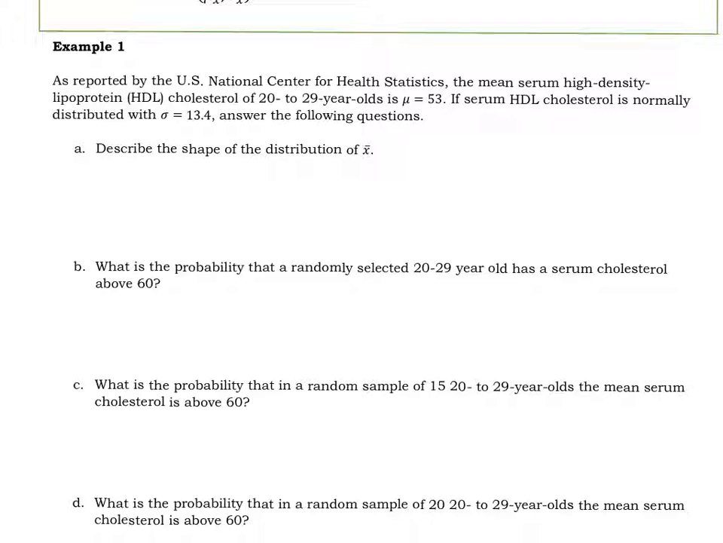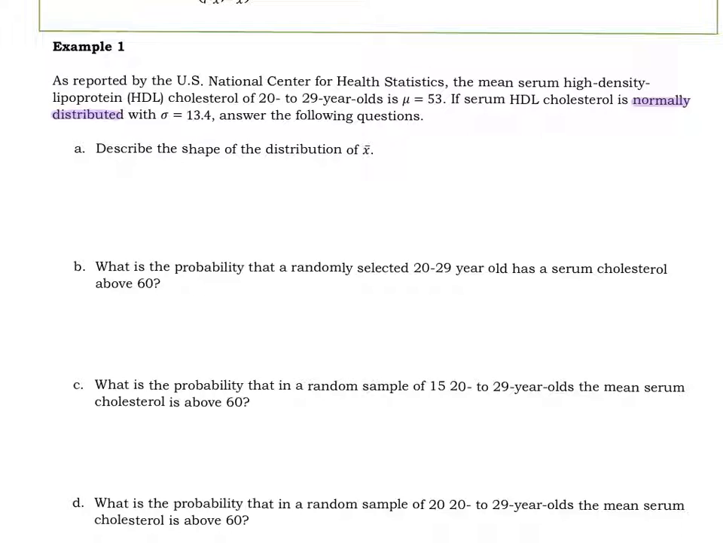So in this case, we know that the mean HDL cholesterol level of 20-somethings has a mean of 53. And here it's saying serum HDL cholesterol is normally distributed, so we know it's normal. And we've got the standard deviation of 13.4. So based on that, let's answer some questions, all right?